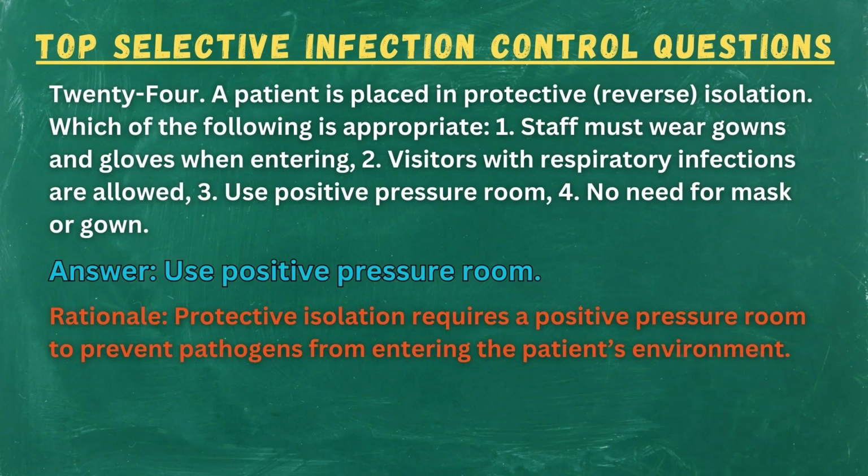24. A patient is placed in protective, reverse isolation. Which of the following is appropriate? 1. Staff must wear gowns and gloves when entering. 2. Visitors with respiratory infections are allowed. 3. Use positive pressure room. 4. No need for mask or gown. Answer. Use positive pressure room. Rationale. Protective isolation requires a positive pressure room to prevent pathogens from entering the patient's environment.